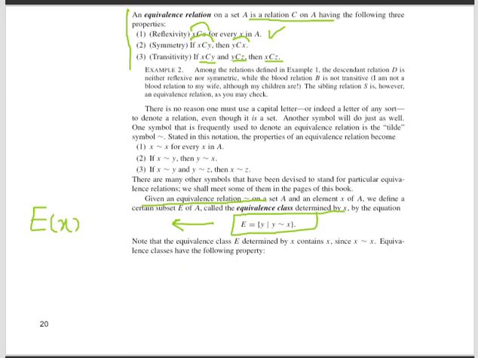Some books write it as [x]. Okay. The equivalence class of x is all of the members that are equivalent to x. The equivalence class determined by x contains x, because x is equivalent with itself. Okay. It has the following property.